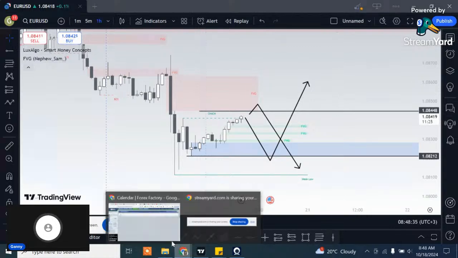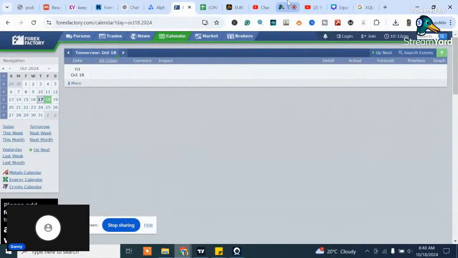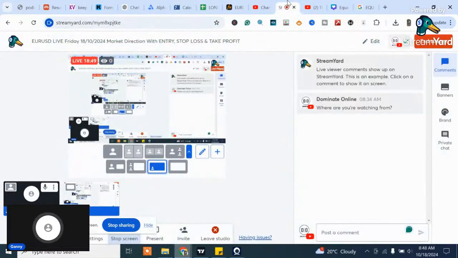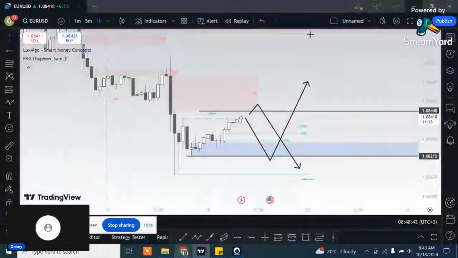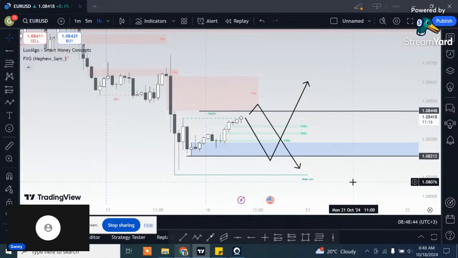Hope you guys are following. Hope you guys are seeing exactly what I'm saying. So this is exactly how I'm going to be trading for today, the 18th of October 2024.